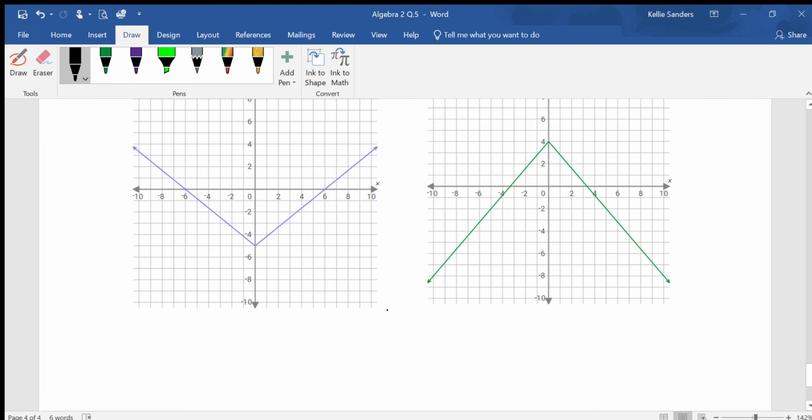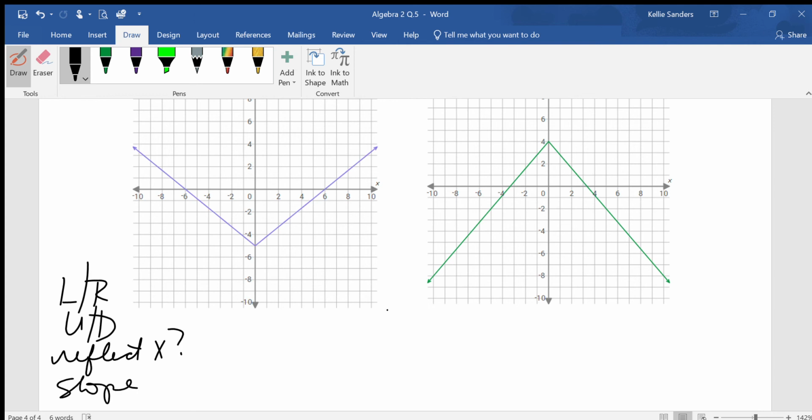So you have to take everything into consideration whenever you see a graph and you're trying to find the equation. So again, let's just do this: left, right, up, down, reflect x, and slope. That's what you're going to have to take into consideration every time that you have an absolute value graph. So remember, it usually starts at 0, 0.